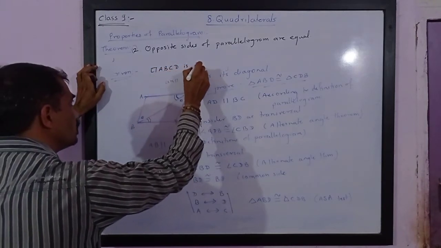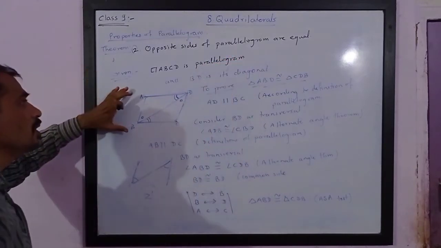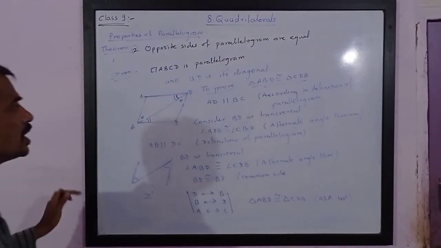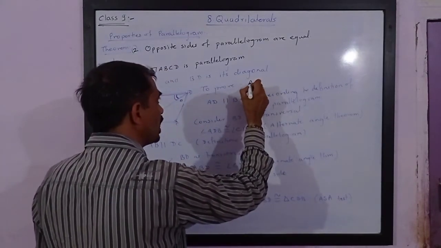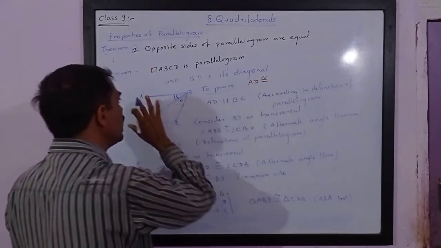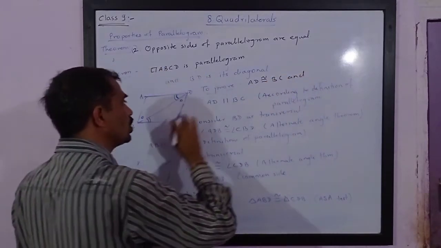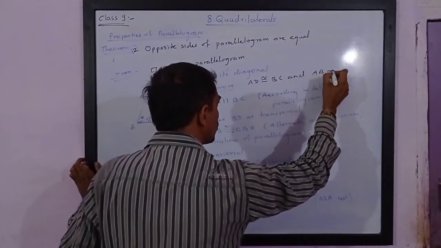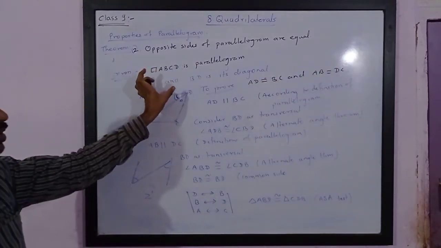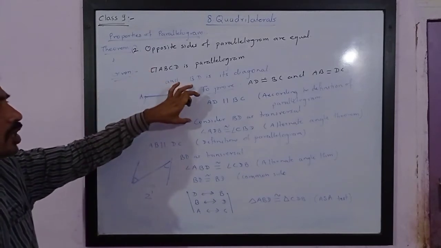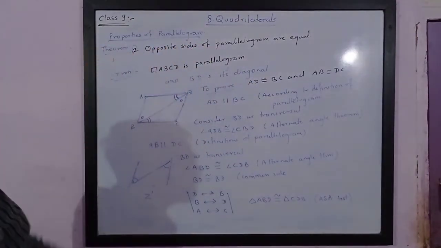Now, please note, we are given that quadrilateral ABCD is a parallelogram. And this time we have to prove that opposite sides are equal, that is, AD is equal to BC and AB is equal to DC. You can say equal or congruent, both. So here we have to prove that AD is equal to BC and AB is equal to DC. That is, we have to prove that opposite sides of a parallelogram are equal. This is the second property that we are going to study.